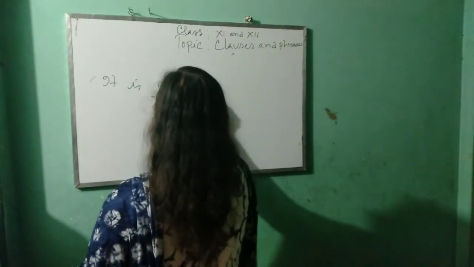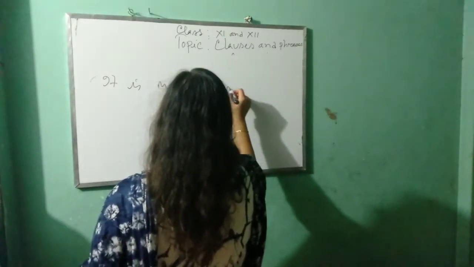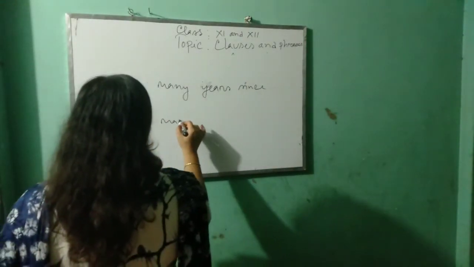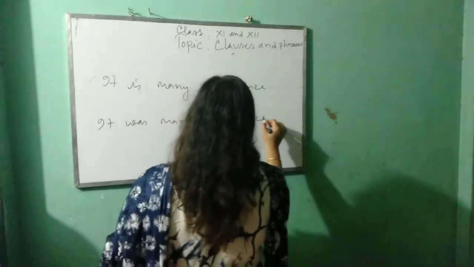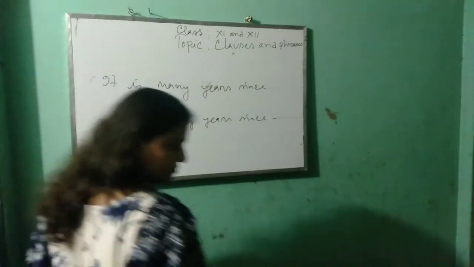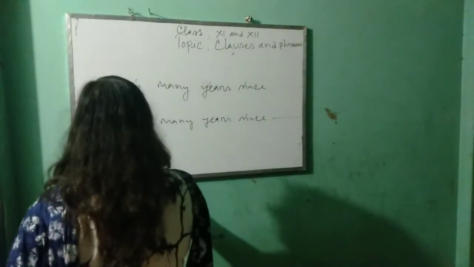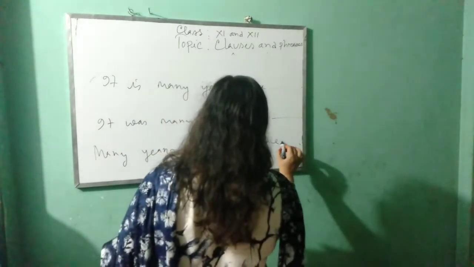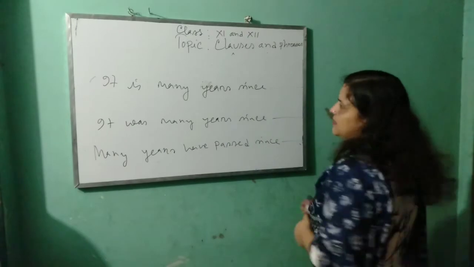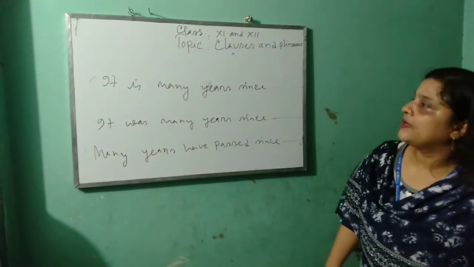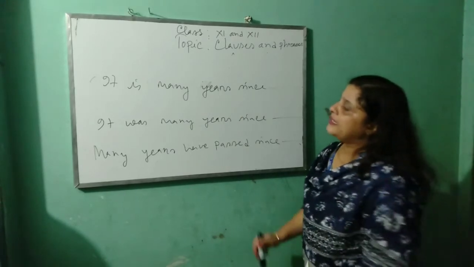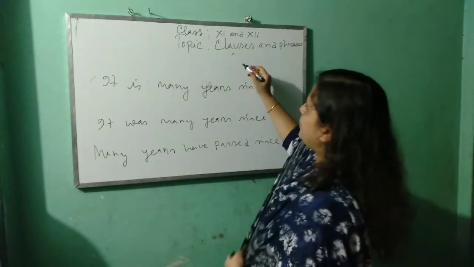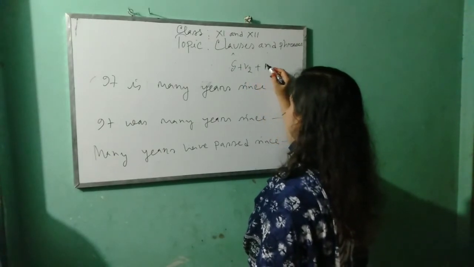It is many years since dash. It was many years since dash. Many years have passed since dash. Just observe these three sentences here. Here I have written, you see, it is many years since. So the next structure will be subject, verb 2, plus extension.